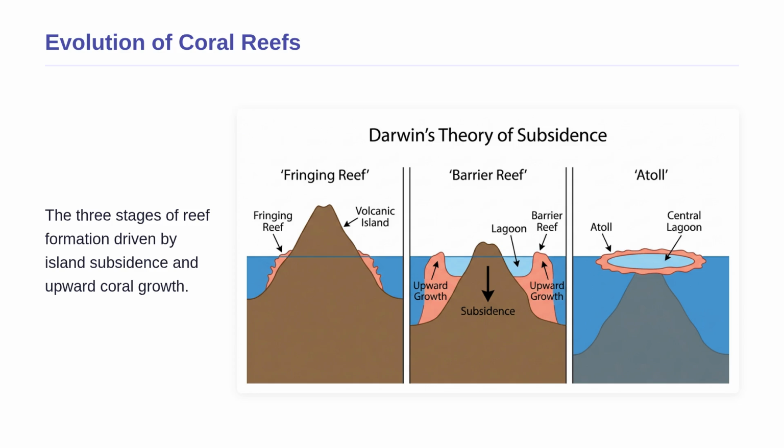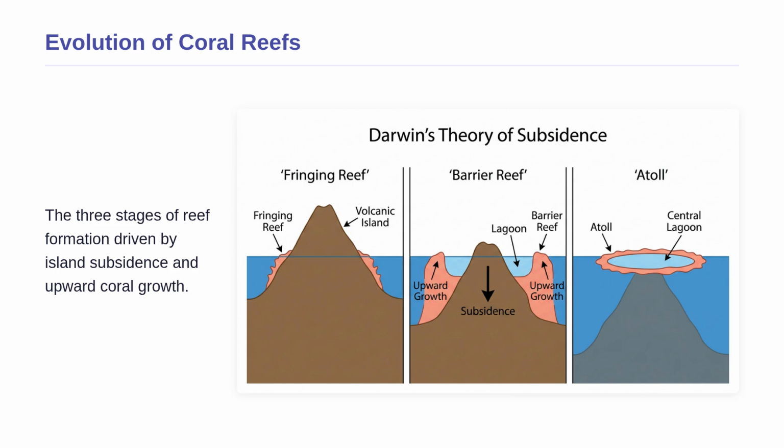Let us visualize Darwin's theory with this diagram. On the far left, you see the first stage, a fringing reef. Notice how the coral grows directly attached to the shallow edges of the tall volcanic island. Moving to the middle panel, the barrier reef, look at the downward arrow labeled subsidence. The volcanic island is sinking, but the corals are growing upward to survive, creating that distinct lagoon in between.